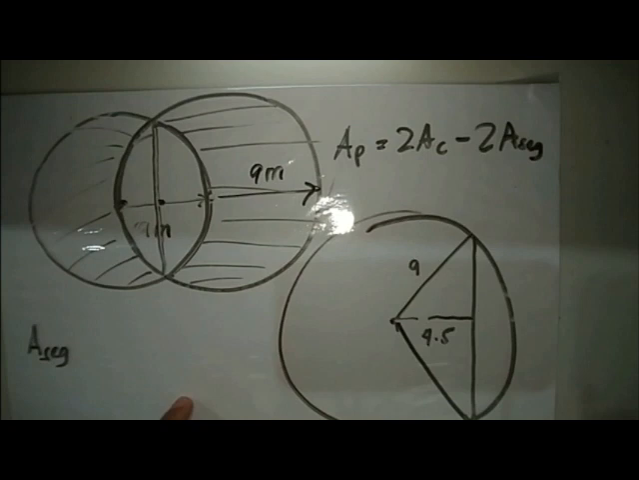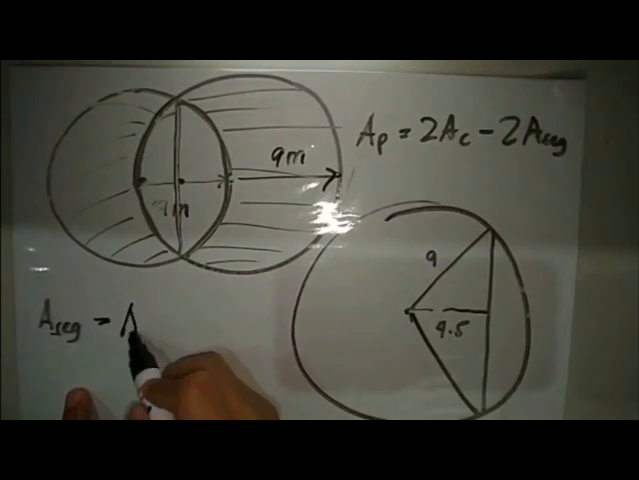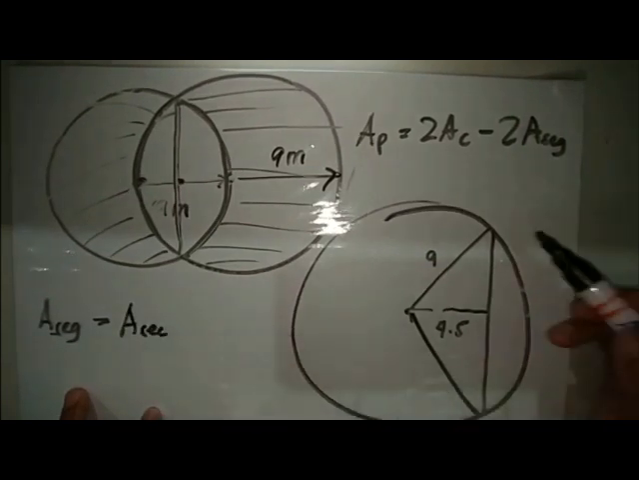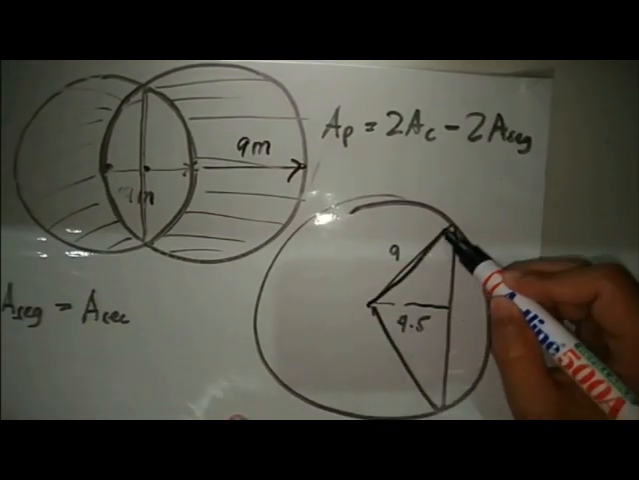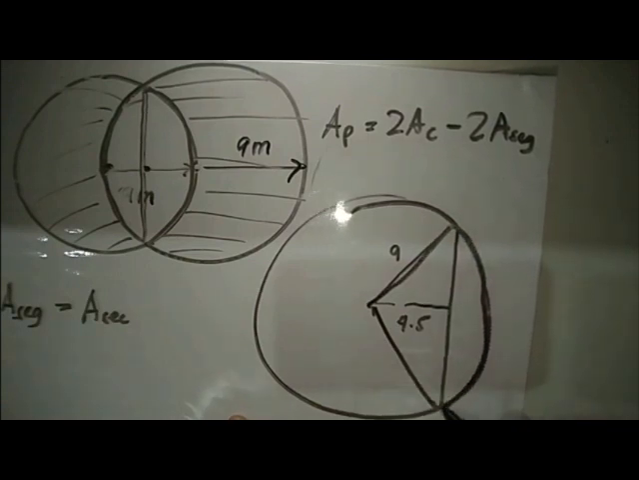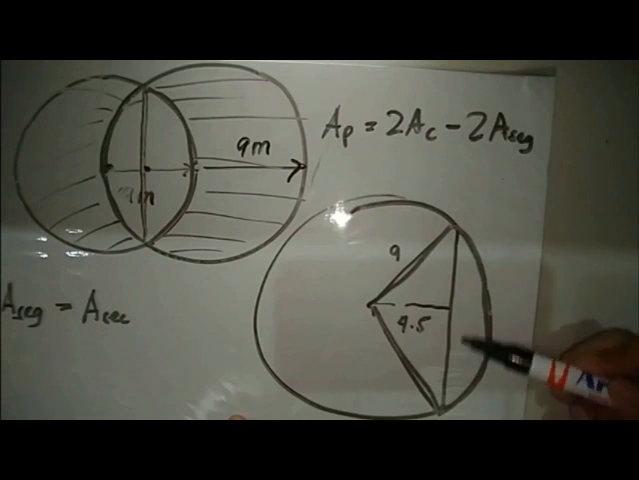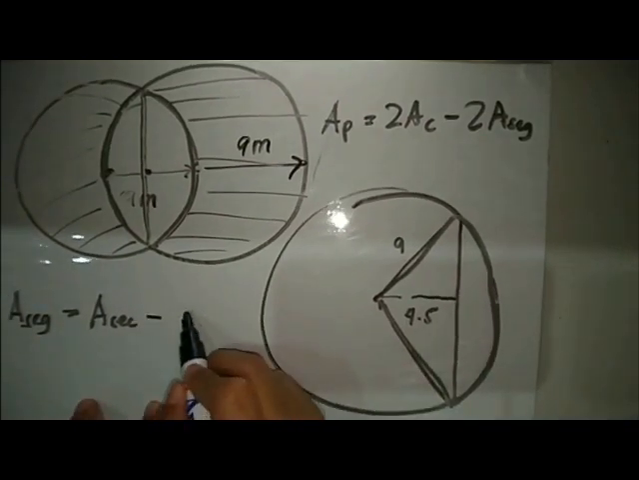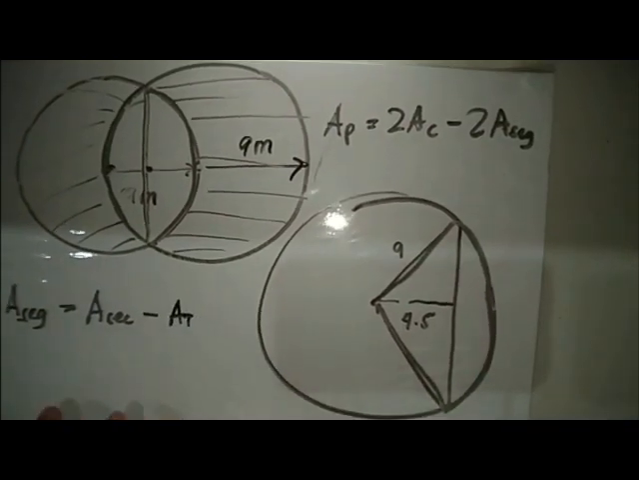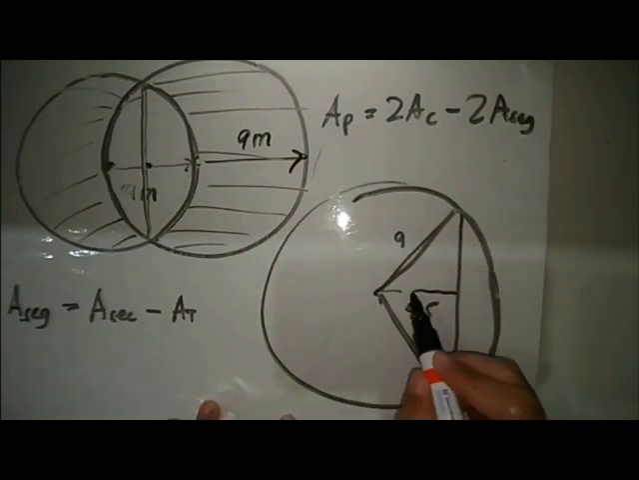So, kunin muna natin yung area ng segment. Ang area ng segment is given by the area of the sector, yung parang slice of pizza, minus yung area ng triangle. So, ito na yung natira. First, kunin muna natin yung area ng triangle.